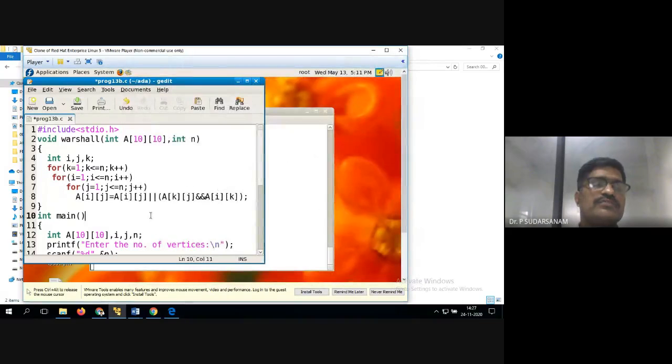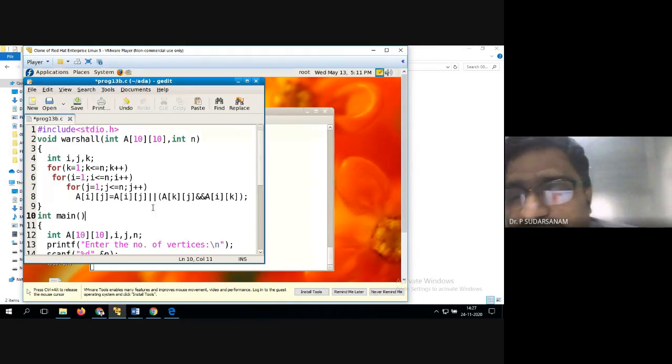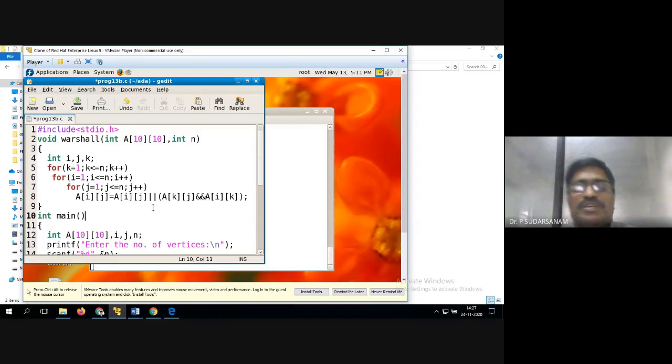Okay, any doubt now? So who can come out first? If you get the 13th program, you can come out first, because nothing is there in this. The only thing is you should know how to give the input values. You have to take the graph.